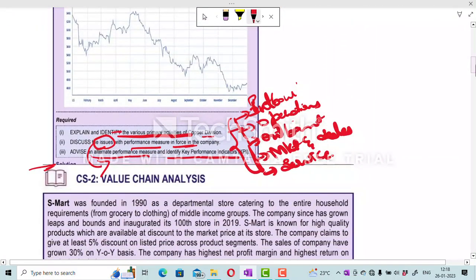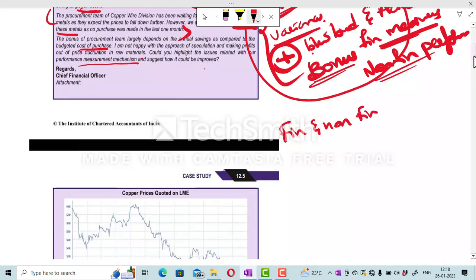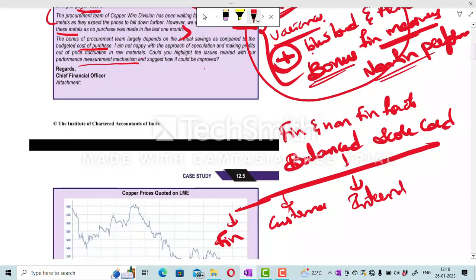They are asking about performance measures in force and issues. We have discussed it till now, no? We should write all that and advise the alternative performance measure. What is the alternative performance measure? Giving importance to both financial and non-financial factors. There is a method called the balanced scorecard. In this, we give importance to the financial perspective, customer perspective, internal business perspective, and training and growth.